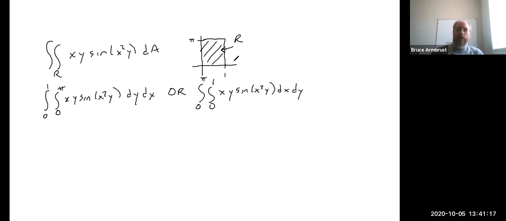So we'll do this second one, and we're going to do u equals x squared y. So then du is equal to 2xy dx. So that turns this integral into a 1/2 sine of u du. So that's just the inner one.